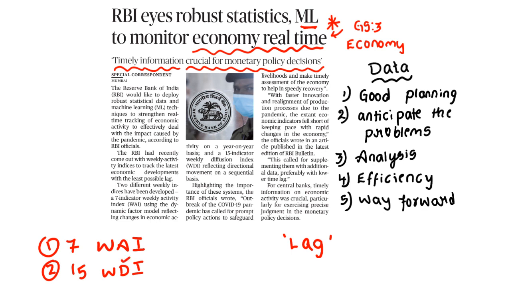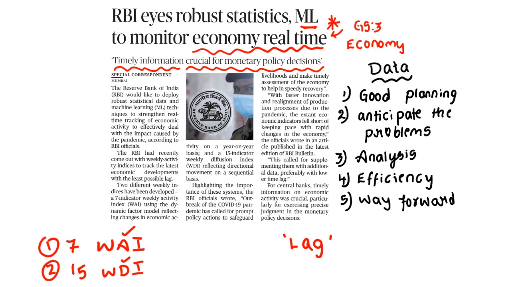Weekly diffusion index, this is the weekly activity index. The diffusion index collects data on the basis of 15 indicators, and it takes a week's time, and it will go on telling the directional movement. It would help with the directional movement. It would say the economy might increase, or the economy might reduce, or the economy might go at the same pace only. All this information would be provided by the weekly diffusion index. Clear? The weekly diffusion index.